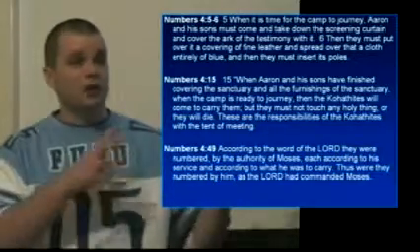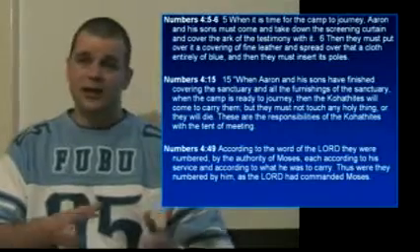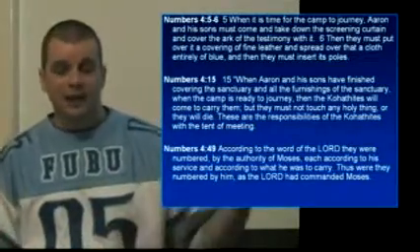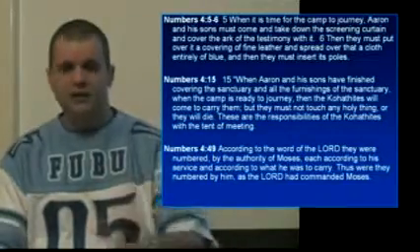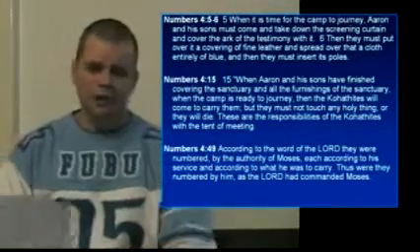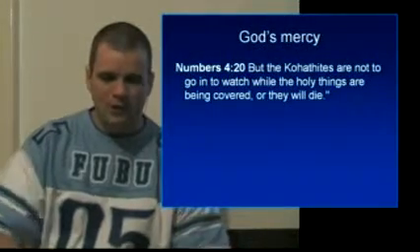So at the beginning, you got the command of what to do. Then you got the explanation of how they actually do this, how everyone's got their own role to play. And then at the end, you get the summary of this. So that's the way Hebrew prose works here in Numbers a lot of the time. Now, in chapter 4, you've got the concept of God's mercy.